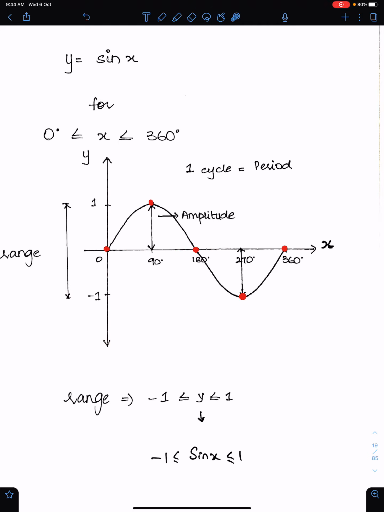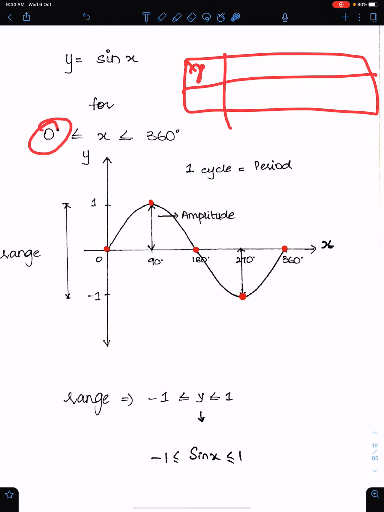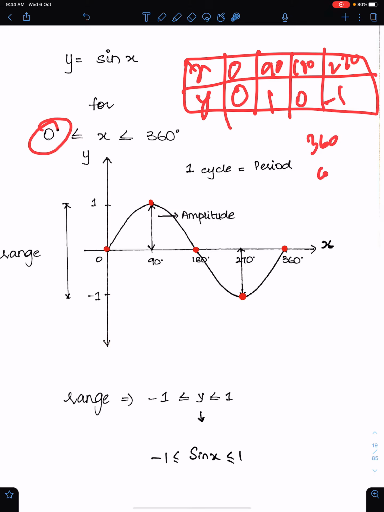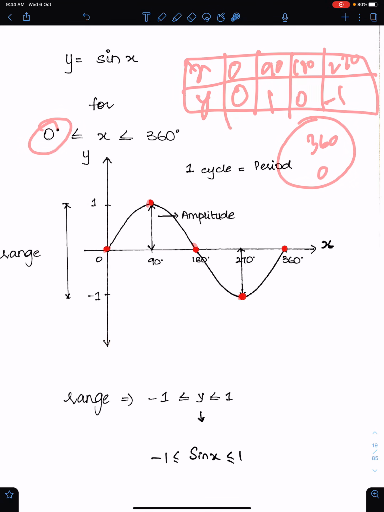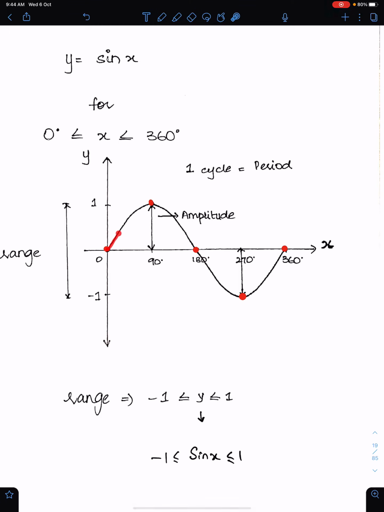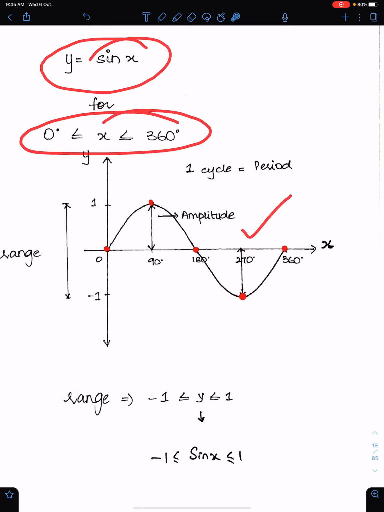Now if you check on your calculator, sine 0 is 0, sine 90 is 1, sine 180 is 0, sine 270 is minus 1, sine 360 is also 0. See, we have got these points. You just need to join all the points by means of a smooth curve. This is the standard sketch of y is equal to sine x for this domain.